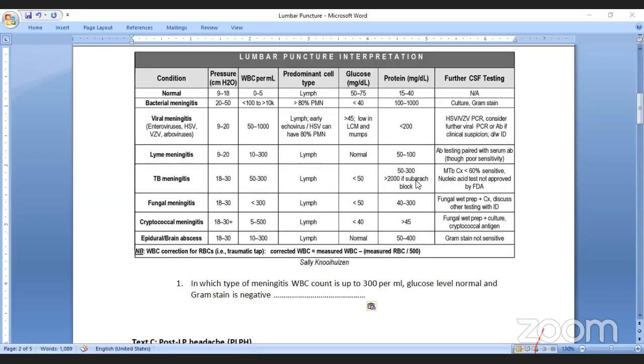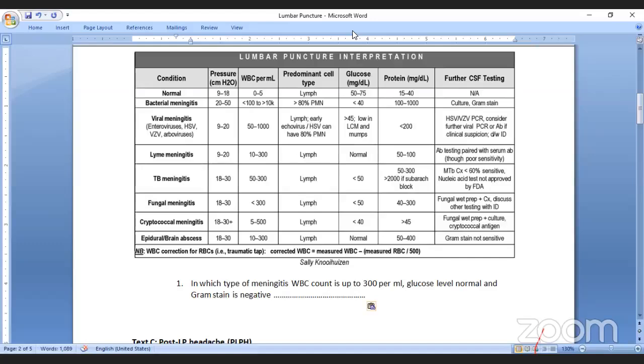Okay, so Dr. Che, can you hear us? Yeah, I was just seeing a patient, please. Okay, so let us just focus on the question. Our question is: in which type of meningitis is the WBC count up to 300, glucose normal, and Gram stain negative? So can anybody tell me how you will approach this question? We just need to find how you will approach.